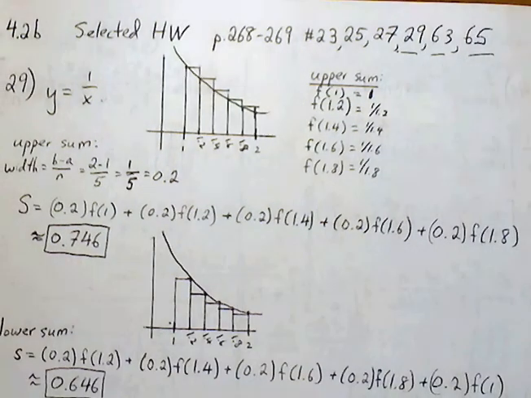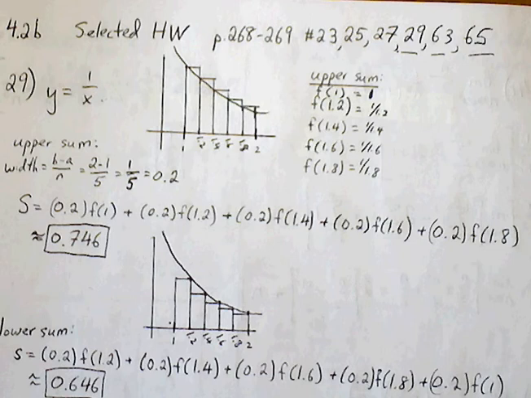All right, so this is section 4.2b, some selected homework problems I want to go over with you. So let's start with 29. It says use upper and lower sums to approximate the area of the region using the given number of subintervals of equal width.